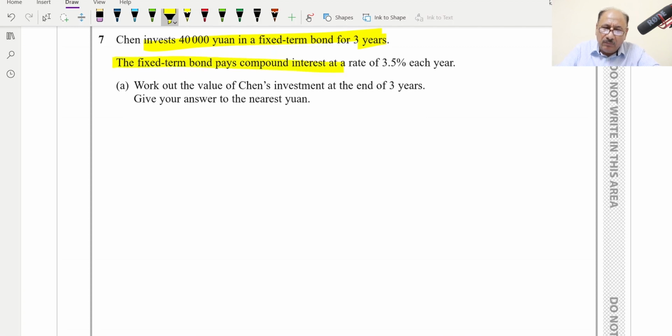The fixed term bond pays compound interest at the rate of 3.5% each year. So work out the value of Chen's investment at the end of 3 years. Give your answer to the nearest yuan. So first of all, we will write down the formula for compound interest.